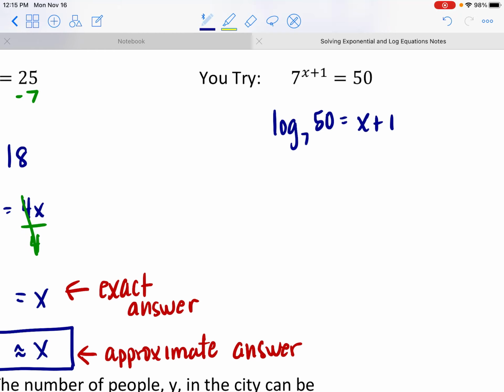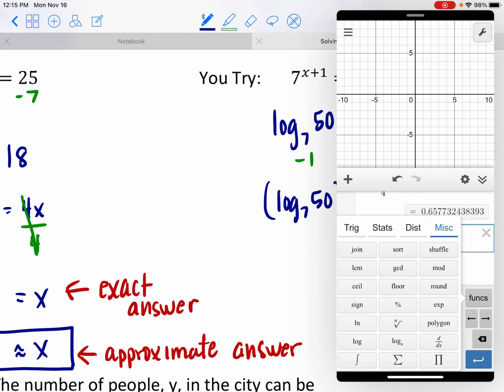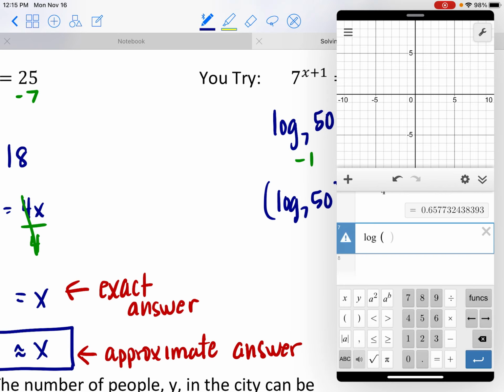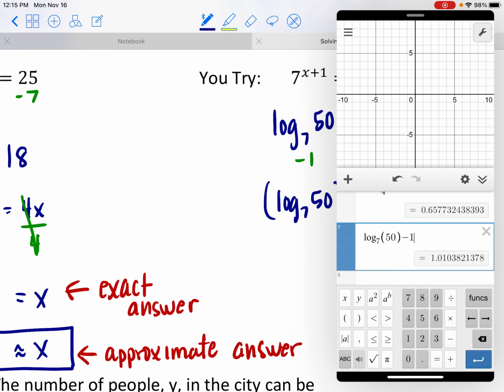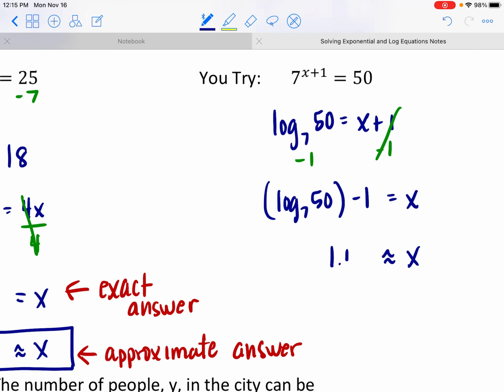So if I want to solve for x, I can get rid of the plus 1 now by subtracting it over. So my exact answer would be log base 7 of 50, which I want to make sure all stays together, minus 1 equals x. And again, that's something that we can approximate using Desmos. So we have log base 7 of 50, and then after that I want to subtract 1, and so I have about 1.01 for my approximation. And there it is, not so bad.